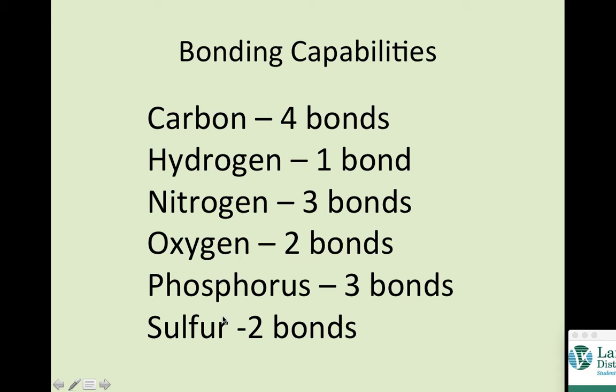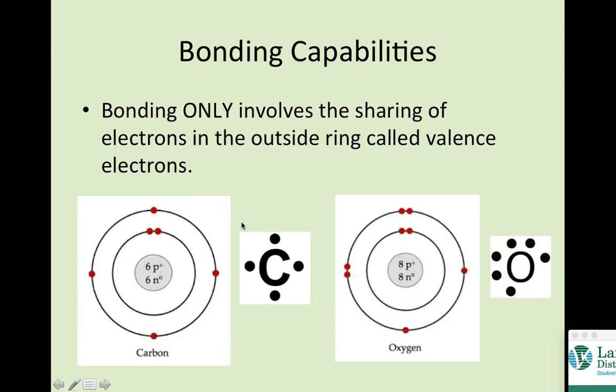Phosphorus can attach 3 things. And sulfur can attach 2 things. Okay? Now, we kind of have to know this, but it's not really memorizing it. We hopefully more understand it. And that's what the next slide is going to try and teach, kind of understanding of why. Why can carbon handle 4?